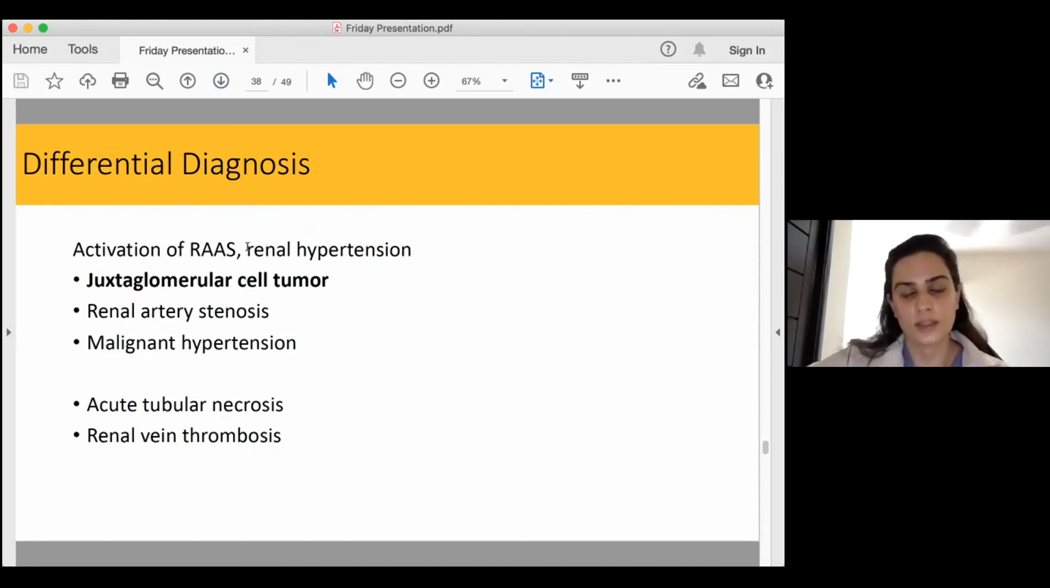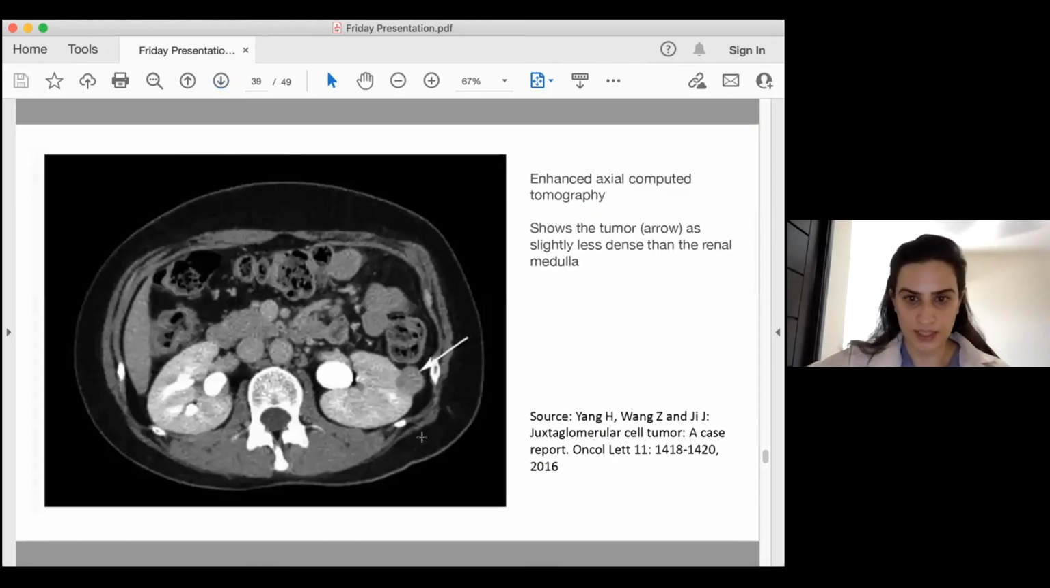So, the differential diagnosis will basically be things that cause renal hypertension. For example, juxtaglomerular cell tumors, renal artery stenosis, and malignant hypertension. You can also have a differential diagnosis with acute tubular necrosis and renal vein thrombosis. I highlighted juxtaglomerular cell tumor because that is the one that I was able to find an image of here.